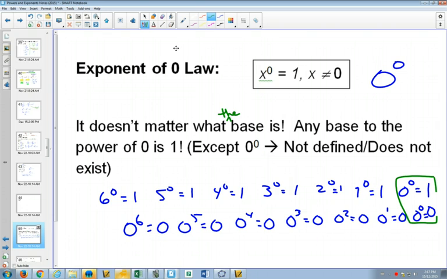So what do mathematicians do when they have a problem? They just say, it doesn't exist then. We have a problem, so we'll just say it doesn't exist. You try to type it into your calculator, and you just get an error.